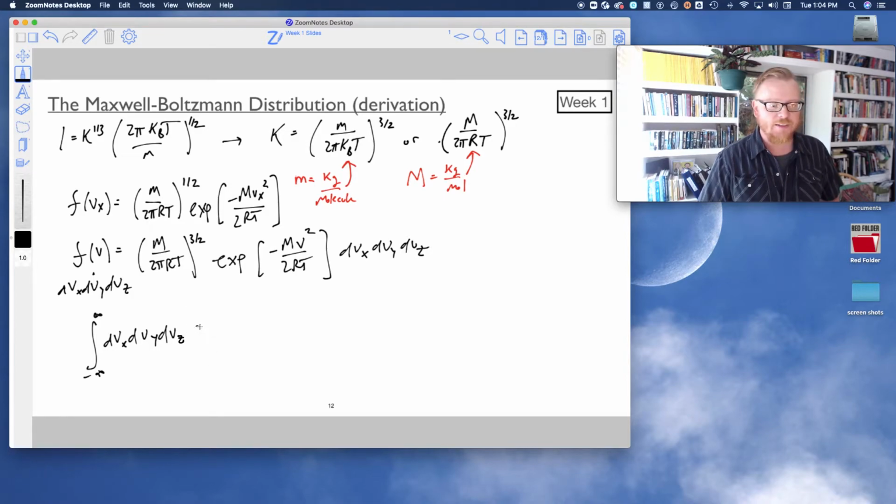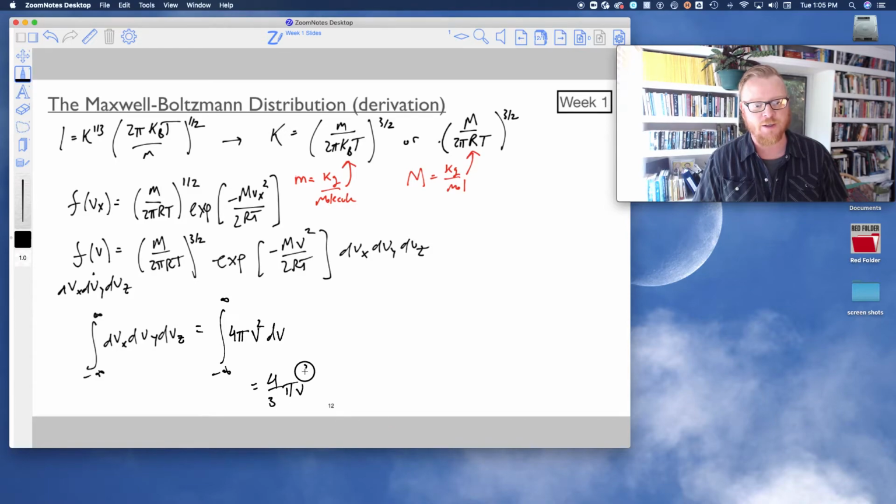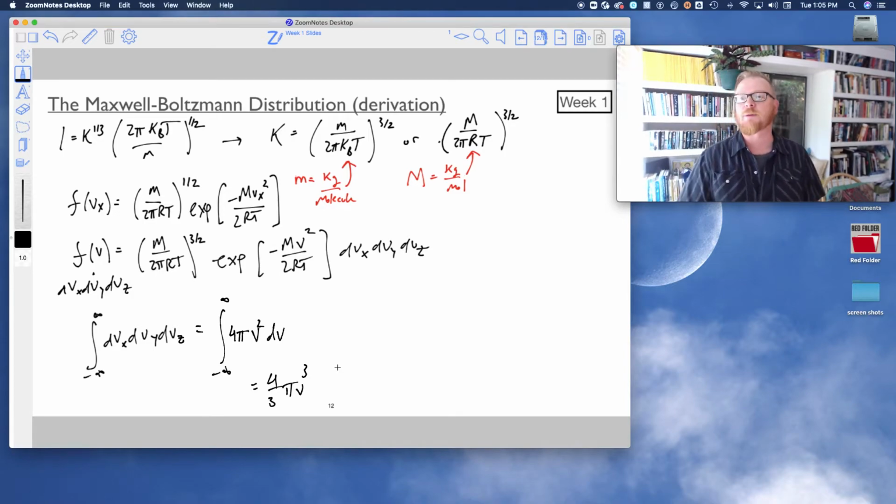Okay. This equals the integrand of 4 pi v squared dv. And of course, if we then finish off that integral, you get 4/3 pi v cubed, which is our volume of a sphere. I'm using v for velocity, but if we replace that with r for radius, this is the volume element, 4 pi r cubed.